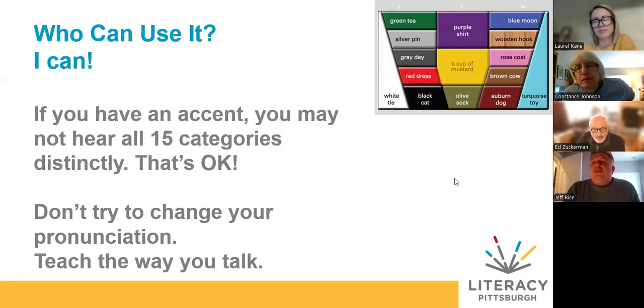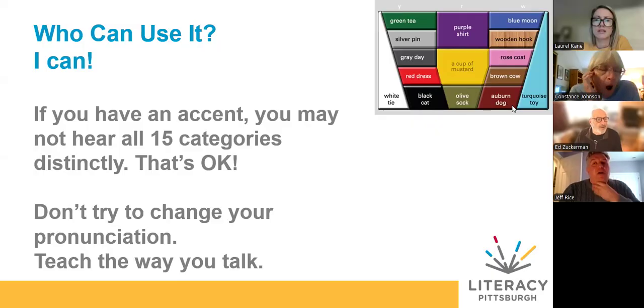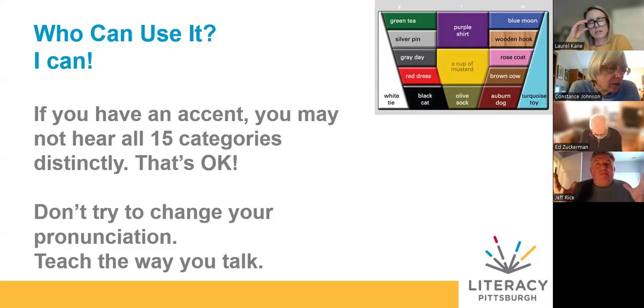So it's based on this linguistic concept of the vowel space, which is meant to show, so again, green tea is the front of your mouth and your lips up high, auburn dog, the back of your mouth with your chin down low. So the way your mouth moves is schematically behind the shape of it.